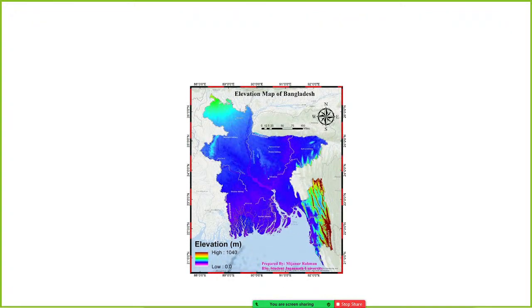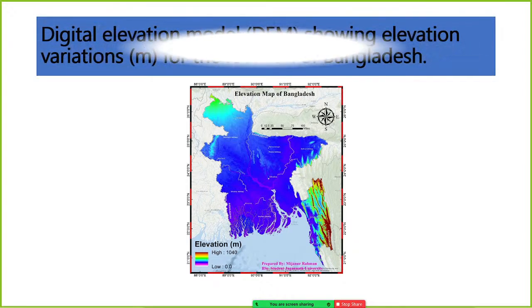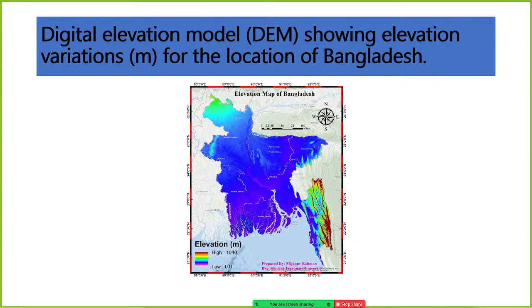Okay, and this is the elevation map of Bangladesh. So you can also get here the different types of elevation data in Google Earth Engine. Suppose NASA SRTM dataset or other elevation data is available in Google Earth Engine platform. So I simply use here the NASA SRTM dataset for digital elevation model for Bangladesh.